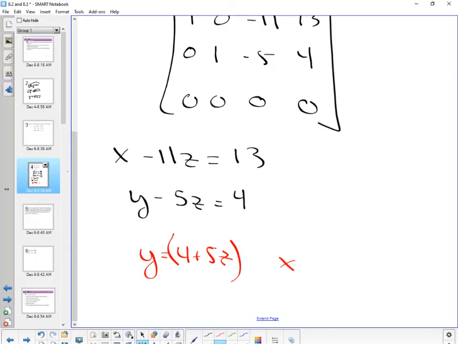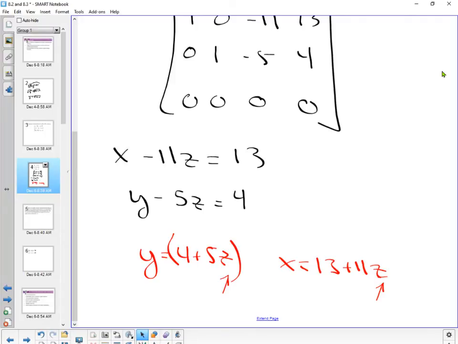What would x be equal to? 13 plus 11z. So you see why it would be considered dependent, because the solution would all be dependent on whatever the value of z is going to be. Okay? What's the solution for z?